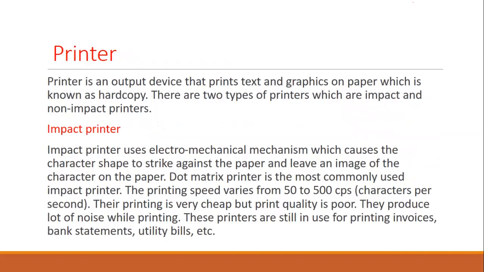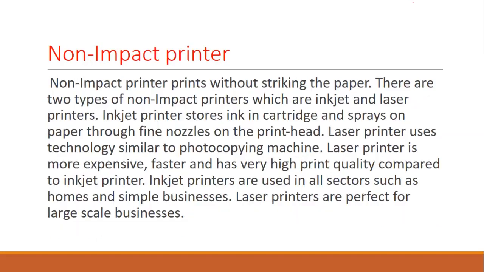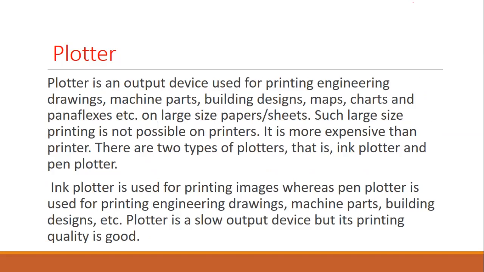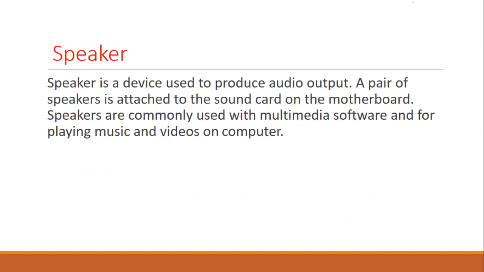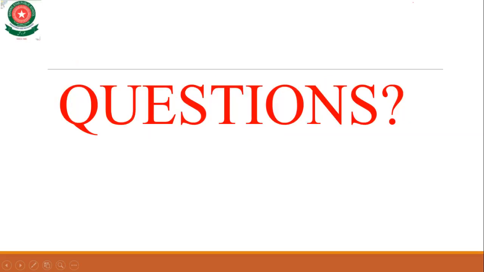So next we discussed the printer. For the impact printer, the electromechanical mechanism is used, and the dot matrix is the commonly used impact printer. In the non-impact printer, there are two types, laser printer and inkjet printer. The plotter is used where printing is not possible on a printer. After that we discussed the speaker. Now any question regarding the topic, discuss in the chat please.